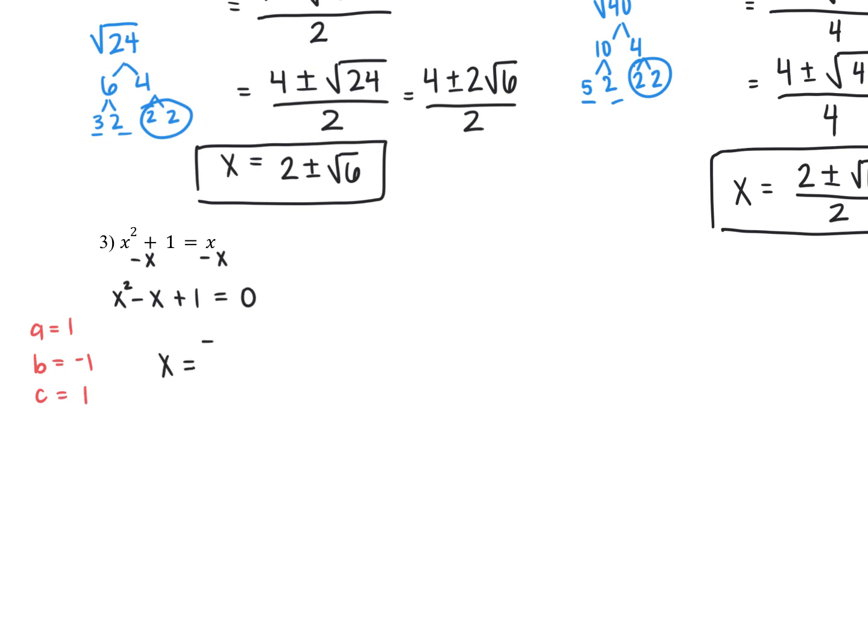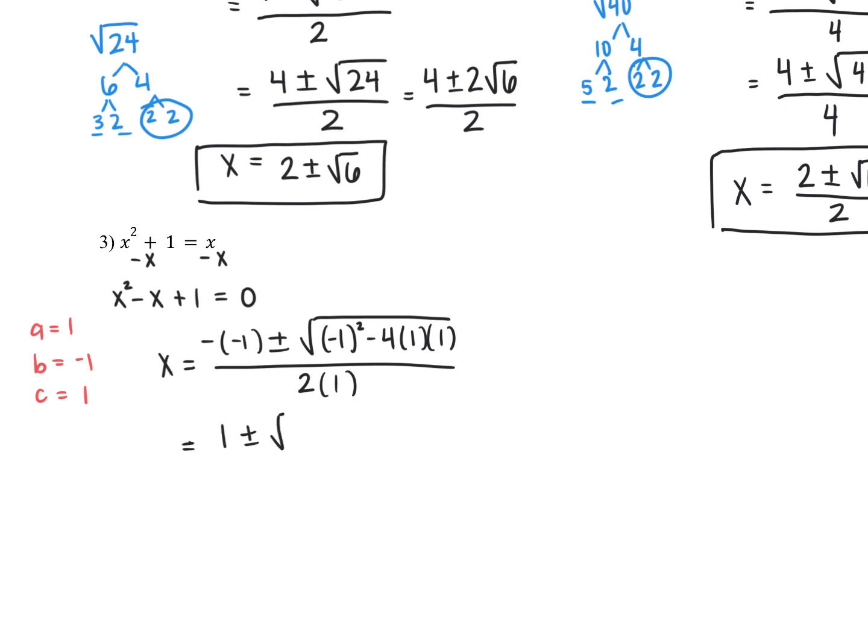So we're going to get x equals negative negative 1 plus or minus the square root of negative 1 squared minus 4 times 1 times 1, all over 2 times 1. Negative 1 will become positive 1, plus or minus the square root of 1 minus 4, all over 2, which becomes 1 plus or minus the square root of negative 3 all over 2.